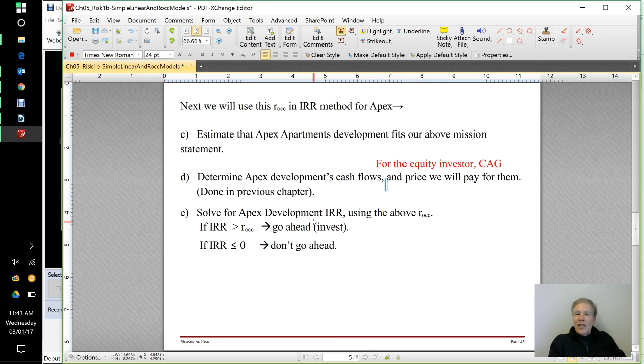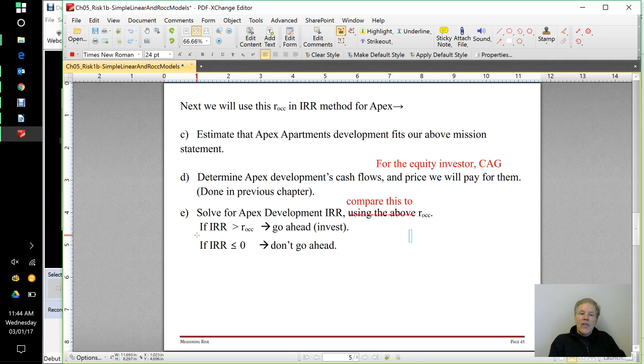And now we'll need to solve for the Apex development internal rate of return, which we've already done. And we're going to compare this to the opportunity cost of capital. I apologize for the typo there. So we'll say compare this to the opportunity cost of capital.